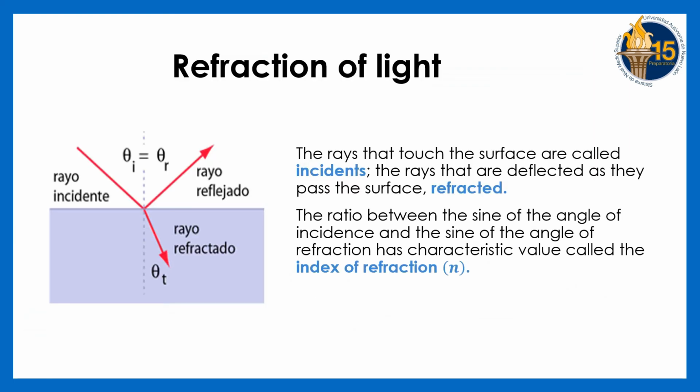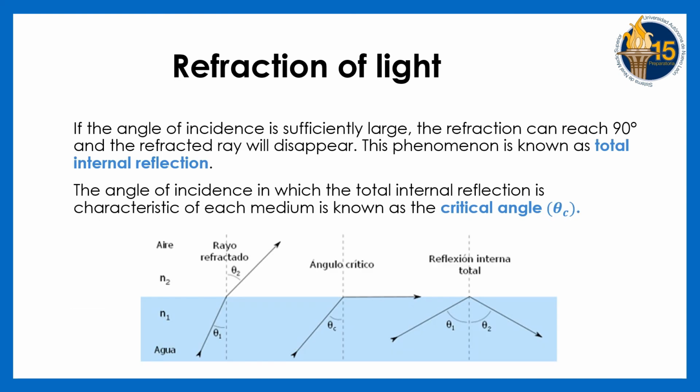Remember, we had said that refraction of light occurs when the light passes from one medium to another with different characteristics. The rays that touch the surface are called incident. The rays that pass through the surface are called refracted. The ratio between the sine of the angle of incidence and the sine of the angle of refraction has a characteristic value called the index of refraction. So, when light passes from one medium to another with a lesser density, if the angle of incidence is large enough, the refraction can reach 90 degrees and the refracted ray will disappear. This phenomenon is known as total internal reflection. The angle of incidence at which total internal reflection occurs is characteristic of each medium and is known as the critical angle.